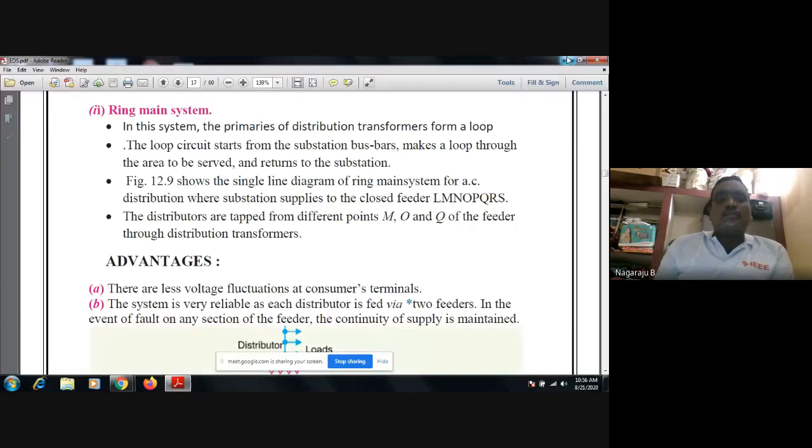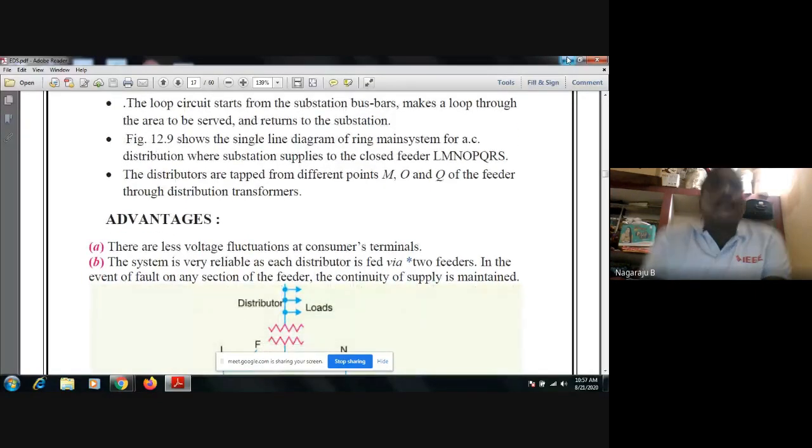The distributor points are tapped at M, O, Q of the feeder through the distribution transformer. So the feeder line is there, you have a tapping through the M, O, Q line, and from that you have the distributor. Automatically, with higher efficiency, when a fault happens you can determine the fault within a couple of seconds. So this has more advantages when compared to the radial type of feeder.